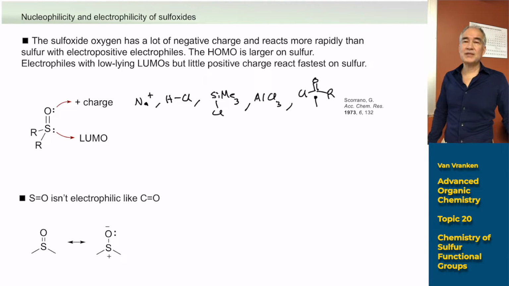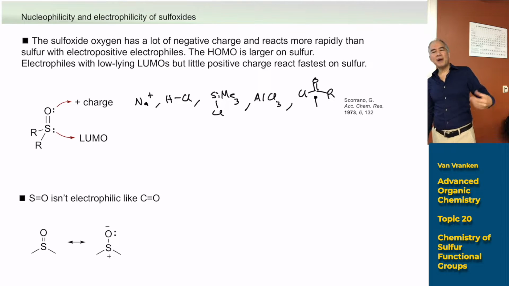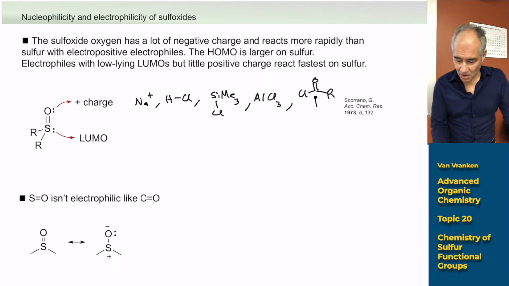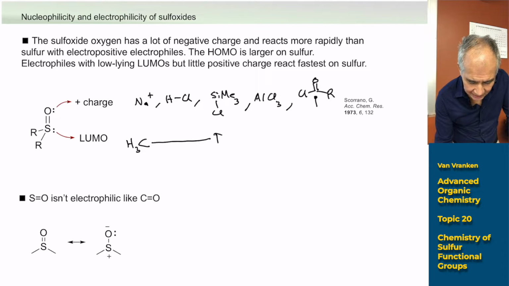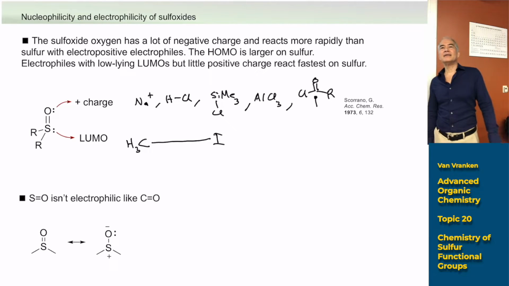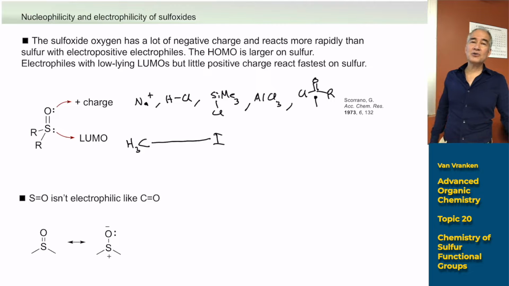So what reacts on the sulfur atom? You want things that are powerful electrophiles but don't have a lot of charge. Let me give you an example of something that would be a powerful electrophile that doesn't have a lot of positive charge. Alkylating agents. Methyl iodide. Right? There is not a lot of partial charge on that carbon atom. That's not why that's reactive.